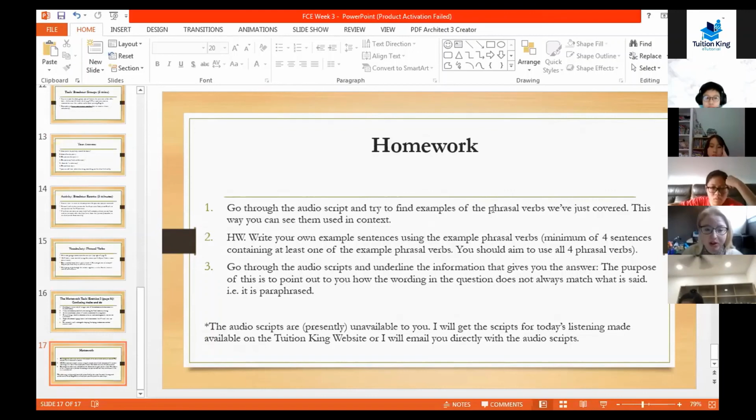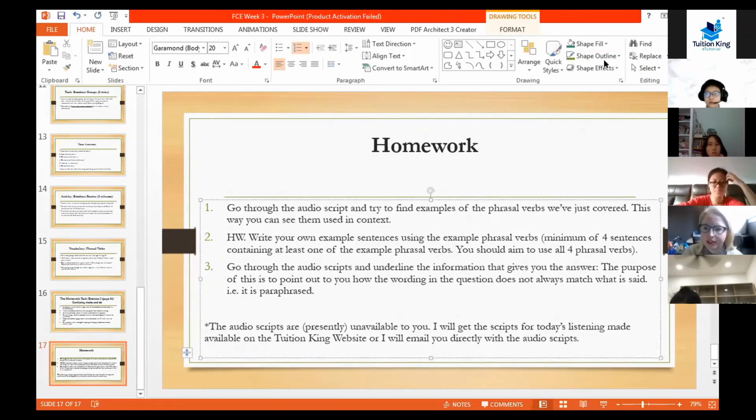That's a minimum of 4 sentences containing at least one of the phrasal verbs. Okay, so in each 4 sentences, in each sentence, 1 phrasal verb. Try to vary which phrasal verbs you use, of course. So you should aim to use all 4 of the phrasal verbs. And finally, here, oh, I just noticed there's a chat here.